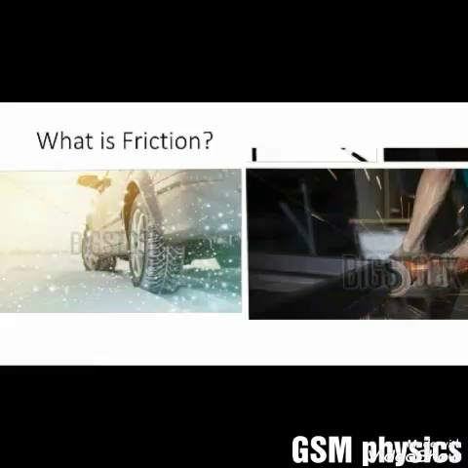Look at both of these pictures. They show what friction is. The first picture denotes that the cord makes friction on the floor. The second picture says that the knife makes friction on the steel. Both are examples of friction.